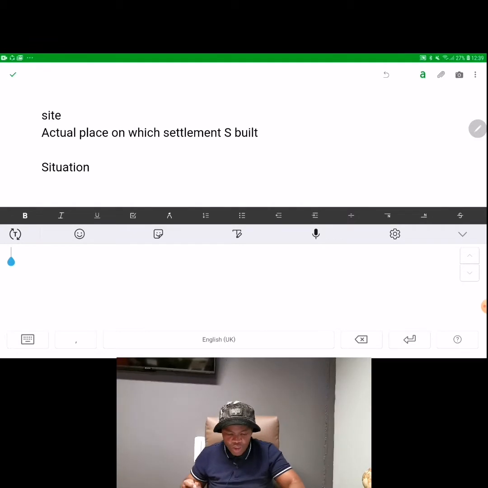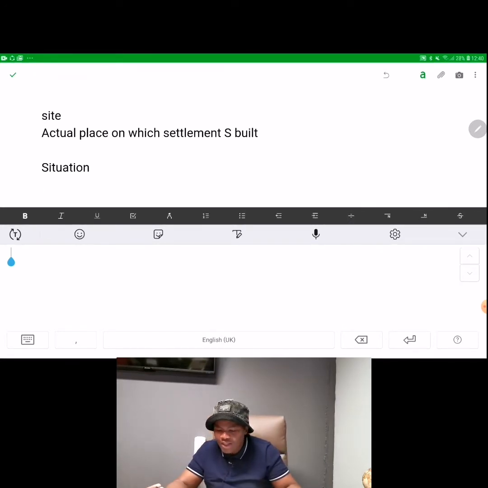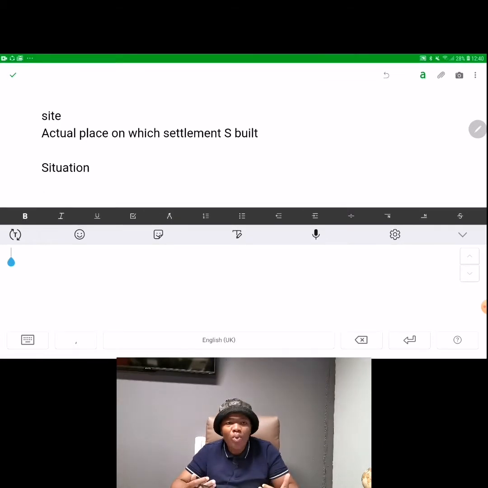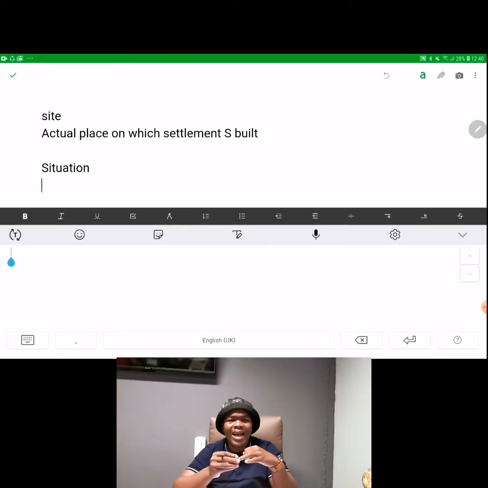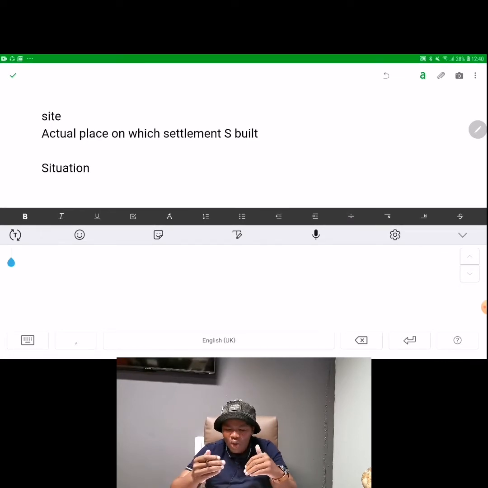There are many factors that influence the site of a settlement. These can be the physical factors: the water, fertile soil, or grazing. People choose the site in relation to the situation, whether the place is accessible. Is the place near the road, the national road, or is it near the water? So there are many factors.